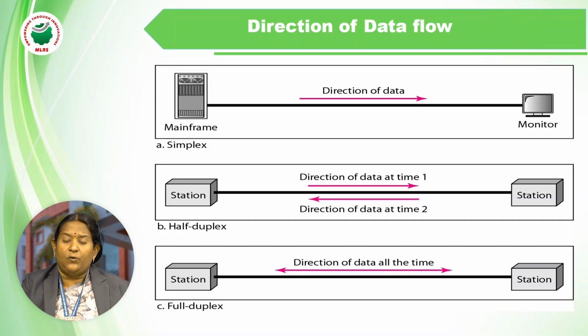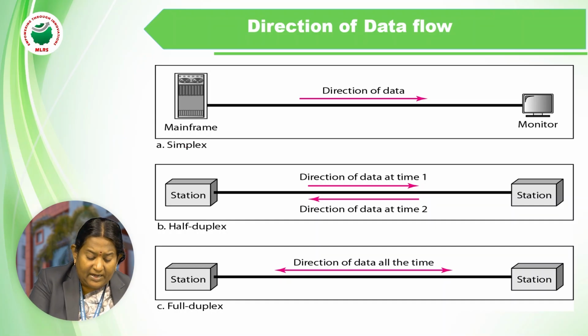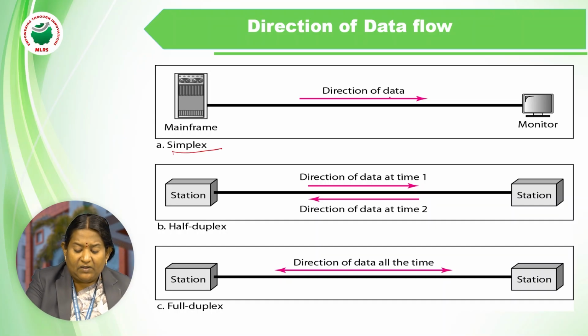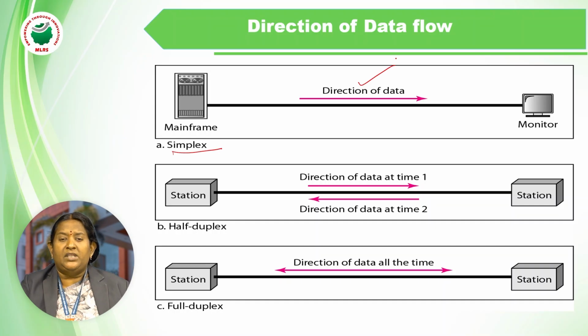First one is the simplex form. Now we'll have a mainframe, and in that the data will be there, and on the monitor we are able to display the data from the mainframe. The data flow will be in only one direction in the simplex form. Means we'll have a mainframe computer, and the monitor will be able to receive and display the data, and the direction of flow will be in one direction from mainframe to the monitor.